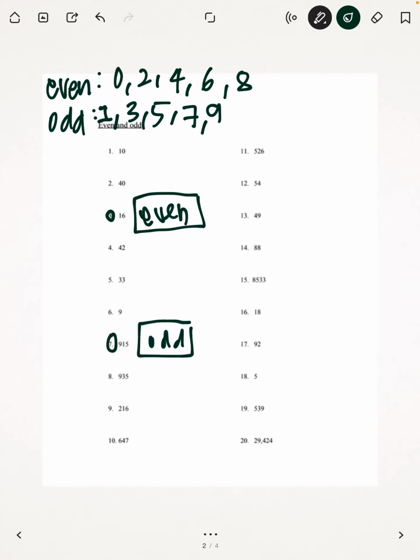Next, we're going to be moving on to number 15. So 8,533. The last number in this problem is 3, and we see is 3 an even or odd number, and 3 is clearly an odd number, and therefore 8,533 is an odd number. The last problem we're going to be doing on this page is number 18. 5. So is 5 an even or odd number? And 5 is in the odd number section, and therefore is also an odd number.